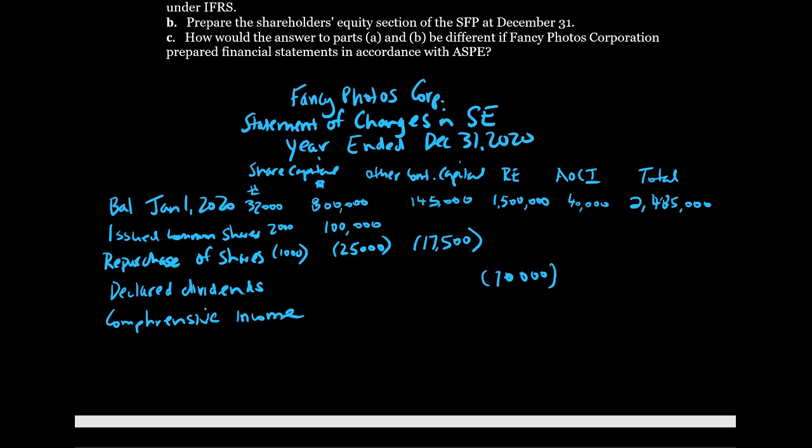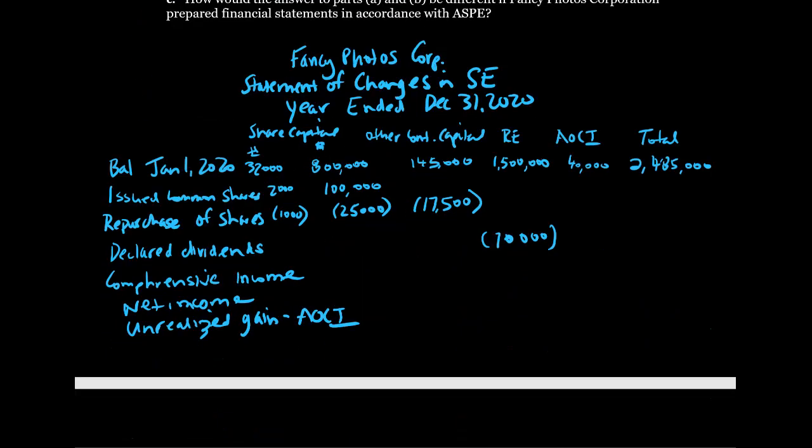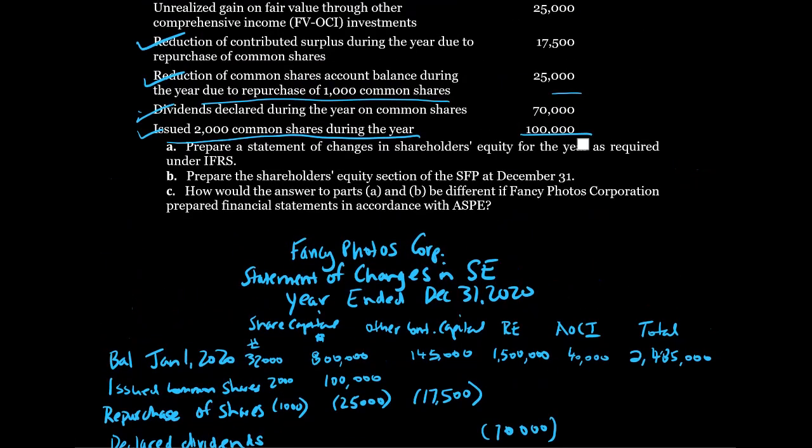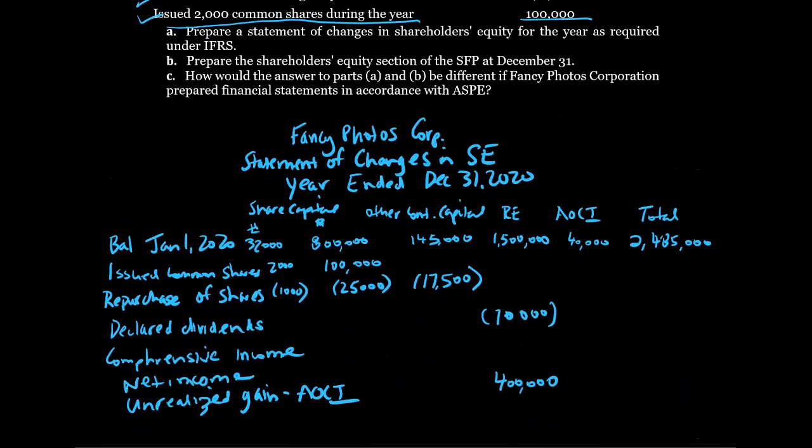And we're going to have net income. And we're going to have unrealized gain, AOCI. So our net income that we were told in the question up here was 400,000. And of course, that's going to go through retained earnings as a positive. And the AOCI change is we're going to have $25,000 to go through AOCI. So 25,000 here.